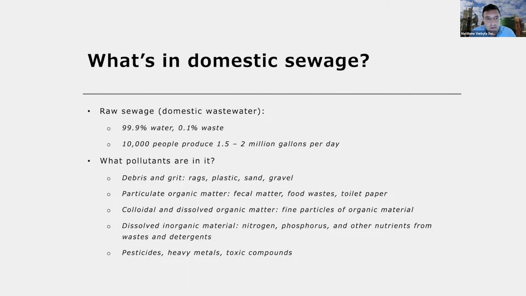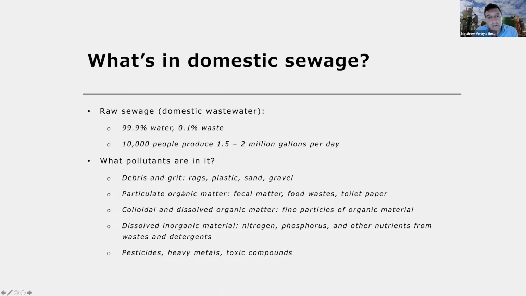So in raw sewage or domestic wastewater, to summarize, the volume composition is approximately 99.9% water and 0.1% other stuff. So that's a lot of water used to convey a very small amount of waste on a mass basis or a volume basis. So just to put it in perspective, if we have a population of 10,000 people, this population would typically produce 1.5 to 2 million gallons of sewage per day, which is a very large volume that needs to be handled and treated at a treatment facility.